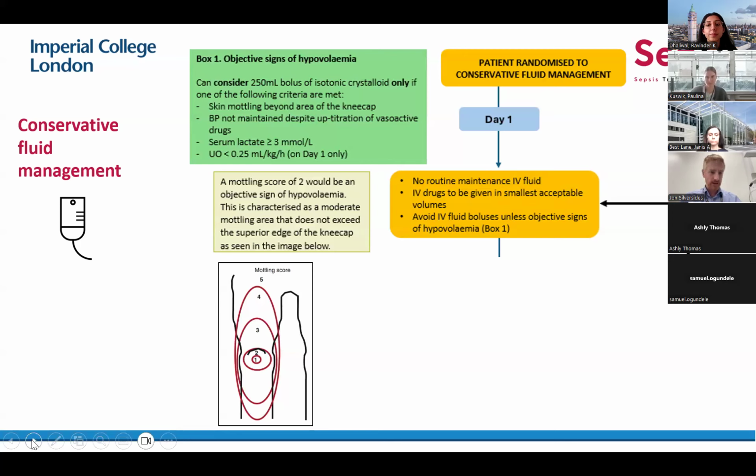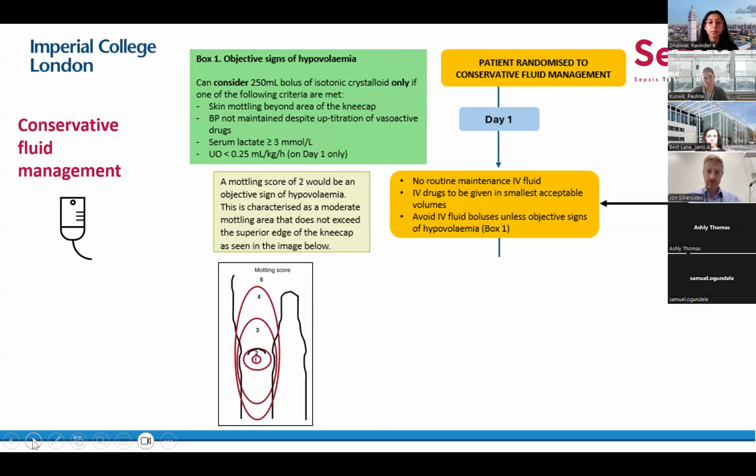Okay. Yes, can I just point out the mottling score? Everyone's needs may differ, but broadly speaking, if you imagine the skin area over the patella, then outside that area would constitute a mottling score of 3, 4, or 5, and that's a criterion for possible hypovolemia and therefore for considering giving fluid. Okay.